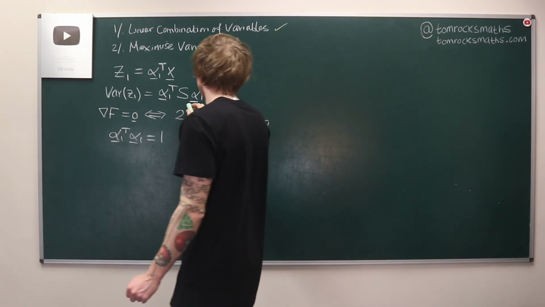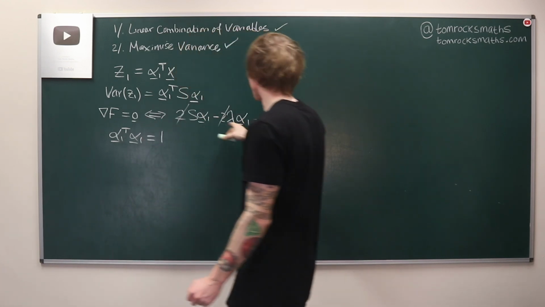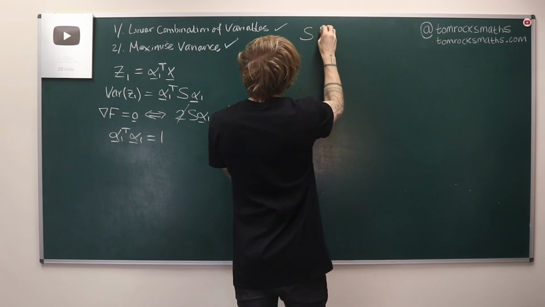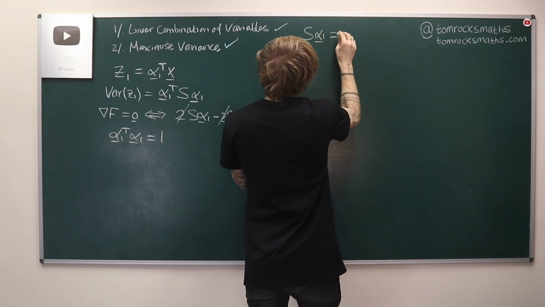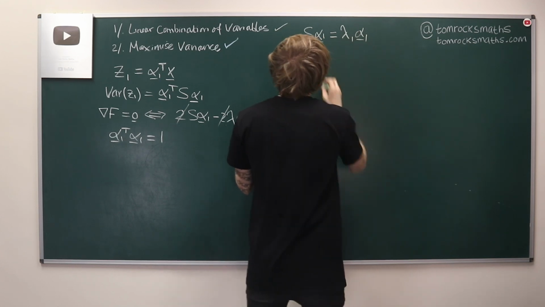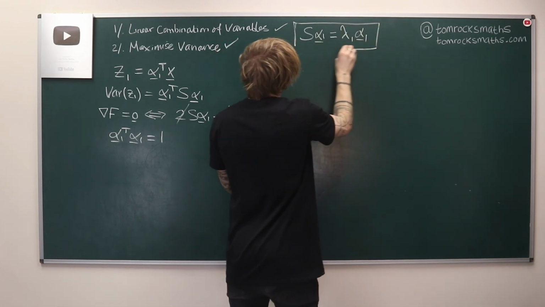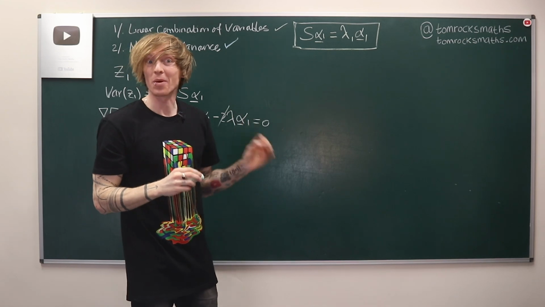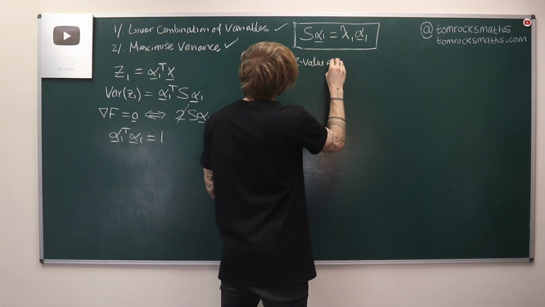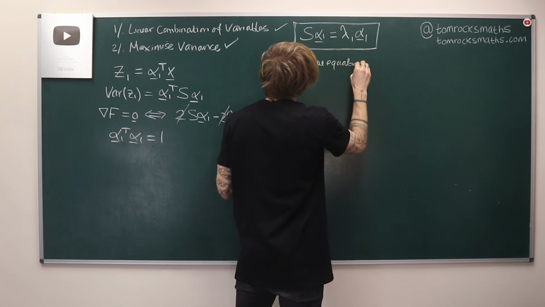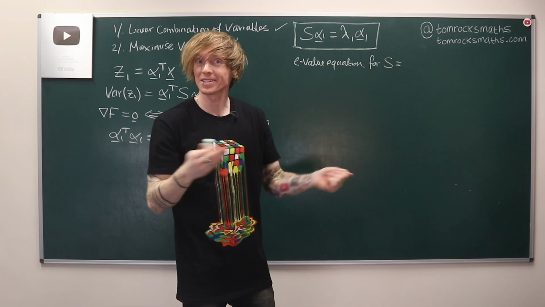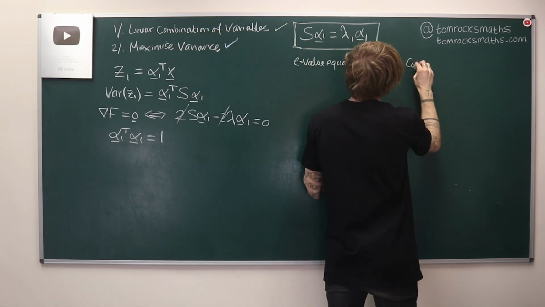So if I cancel the 2 and then rearrange that equation, what we've actually got is S times alpha 1 is equal to lambda, and I'll put a 1 on that, times alpha 1. This is the eigenvalue equation for the matrix S. But what was S? Well, S was the covariance matrix.